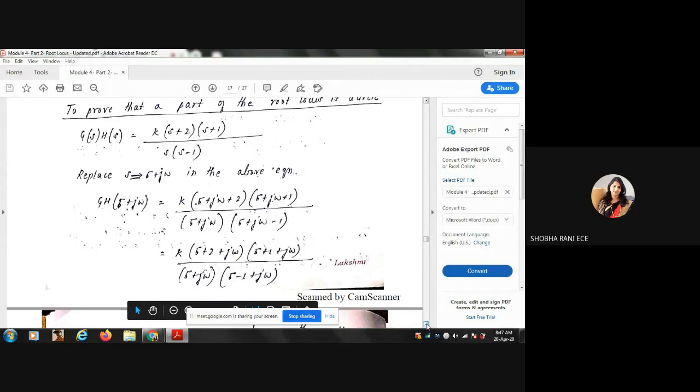So s is nothing but sigma plus j omega plus 2, sigma plus j omega plus 1, sigma plus j omega, sigma plus j omega minus 1. The next step, what I have done, I've just put the real terms together and the imaginary terms separately. So this will be a into sigma plus 2 plus j omega, sigma plus 1 plus j omega, sigma plus j omega, sigma minus 1 plus j omega. So after I have got this, again I have to use the condition.